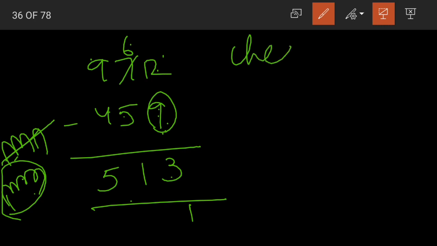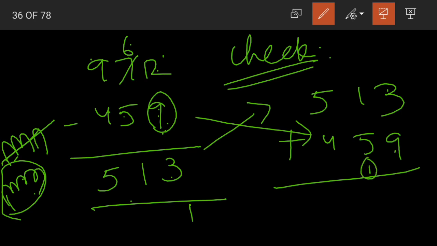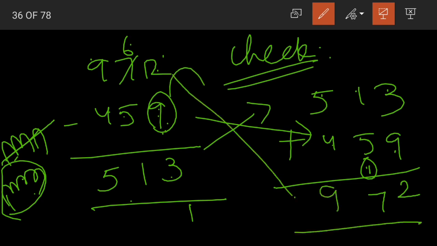Now checking. Write the heading as check. What should we do? First write the difference. To that add the smaller number. 9 plus 3, 12, 1 carried. 5 plus 1, 6, 6 plus 1, 7. 5 plus 4, 9. Again magic here. We got the larger number 972 and we got the 972 as our answer.